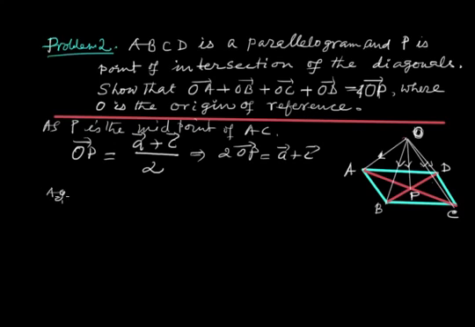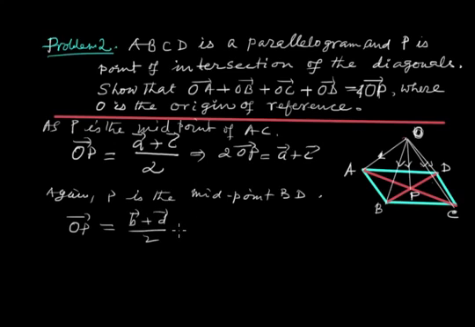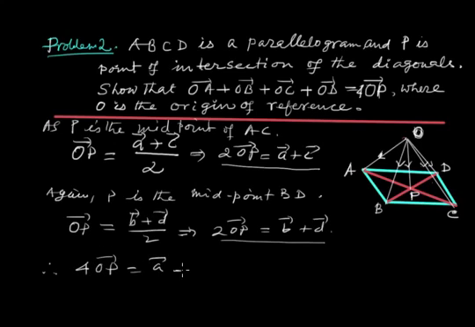Again, P is the midpoint of BD. So also you can write twice OP is equal to B plus D. So if we add this and this, we get 4 OP equal to the position vector of A, position vector of B, position vector of C, position vector of D, that is OA plus OB plus OC plus OD.